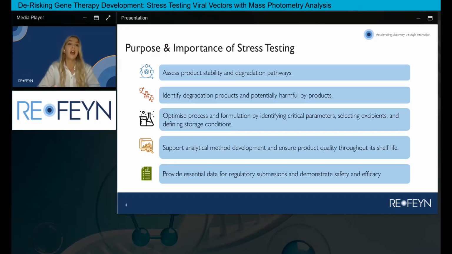Also, these studies can help us understand product weak points early on, allowing us to design and support better analytical method development and ensure the product's quality through its shelf life. And in the end, the stress testing will give us the data that we need to ensure the product integrity through its shelf life to provide strong science-backed evidence for regulatory submissions.